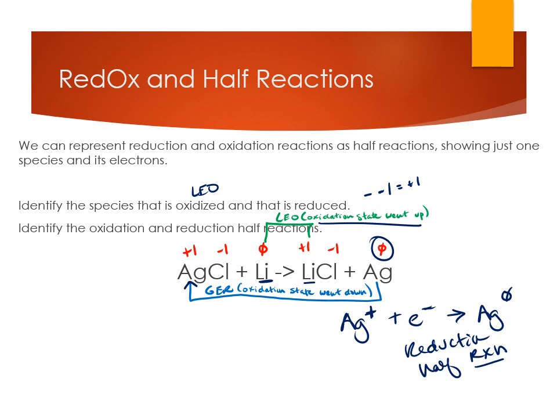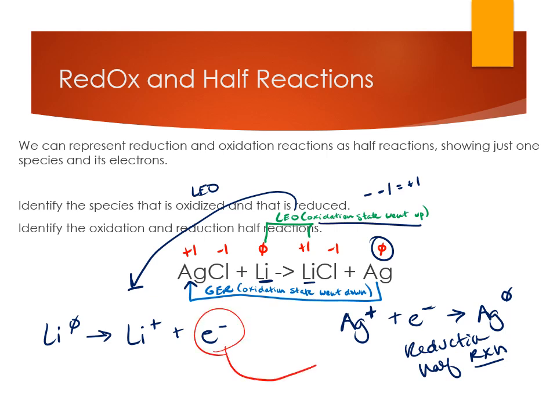RXN is shortcut for reaction. Let's talk about the oxidation half reaction. What does it look like? So lithium used to be neutrally charged. It turned into lithium +1 charge, and that electron got away. Where do you suppose that electron went? Probably over here to silver. This one is our oxidation half reaction.